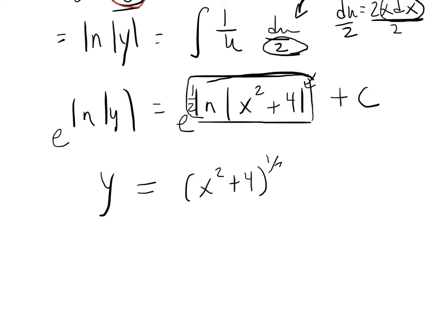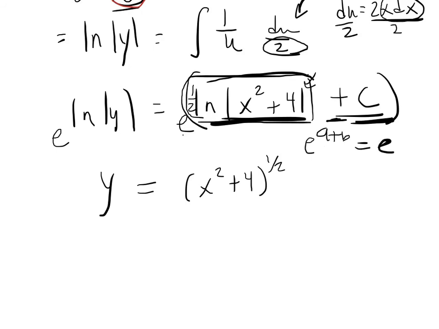What about this c? It's e to the this plus c, so all of that is in my e. Remember, e to the a plus b is equal to e to the a times e to the b. So it actually ends up being multiplied instead of added. We write our c out front. It's the same as e to the c, but e to the c is just another constant. That gives us our final solution.